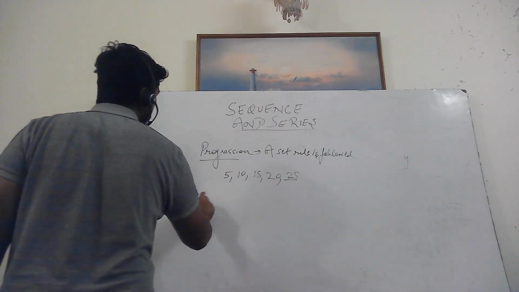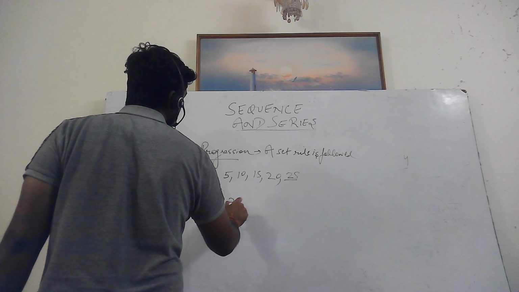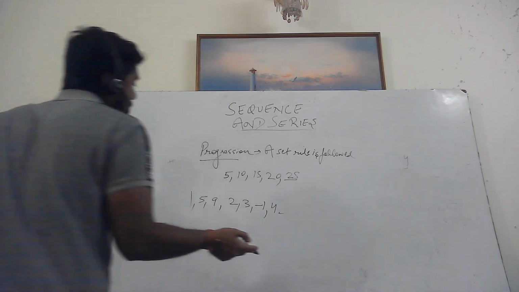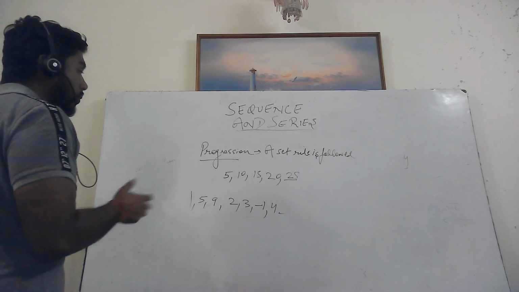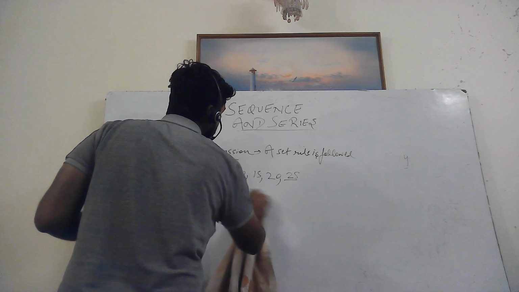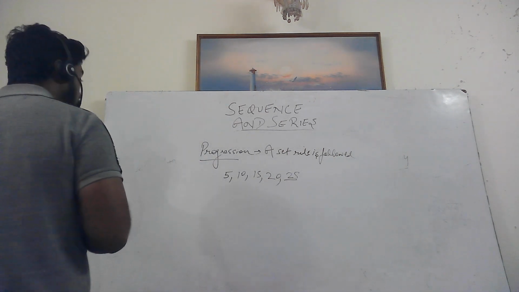अच्छा, suppose I am writing a sequence 1, 5, 9, 2, 3, -1, 4. अब इसमें अगला नंबर क्या होगा? We cannot predict. It totally depends on whosoever is writing it. But in a progression, we saw that there is some rule followed.